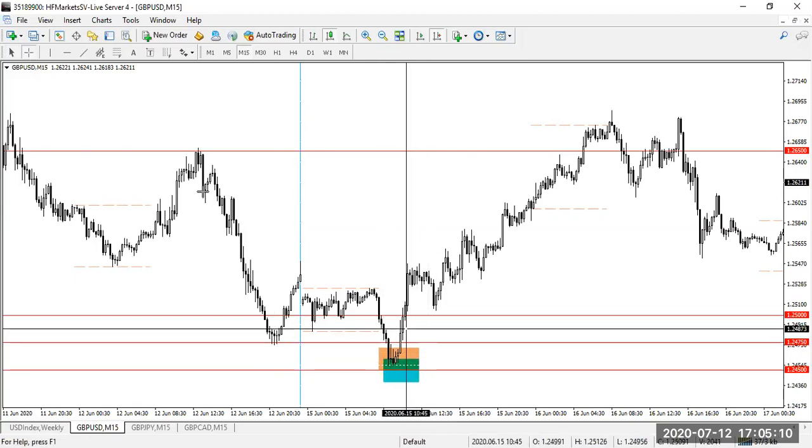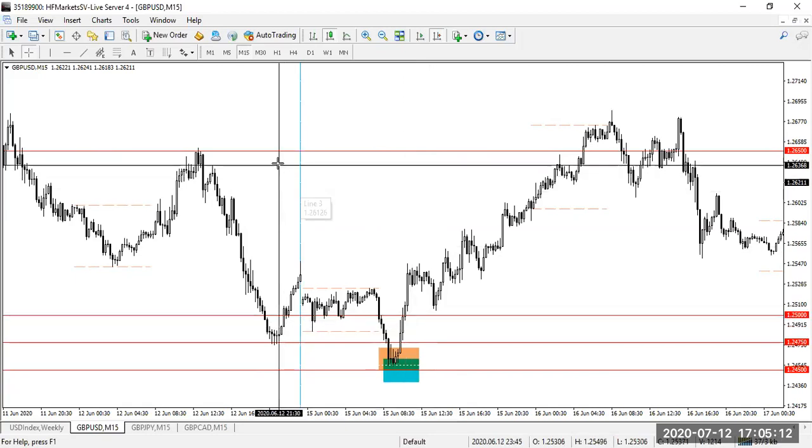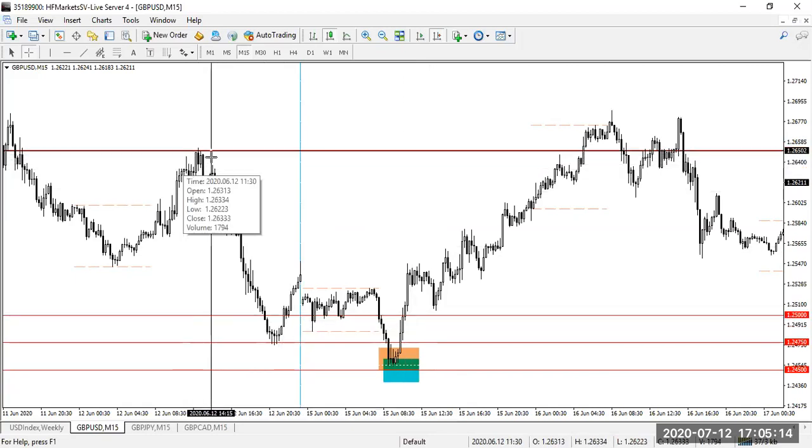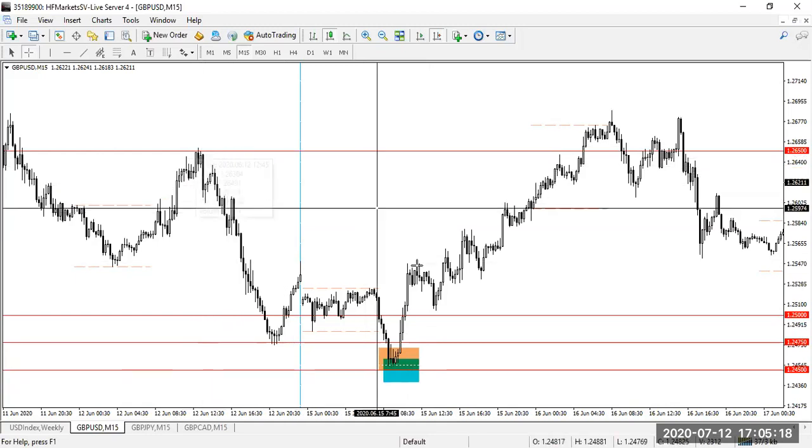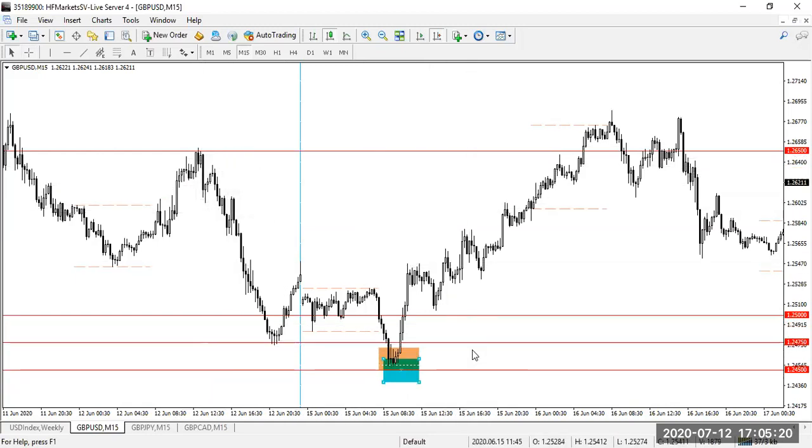Okay, my take profit very objectively would be in this area, because there's a swing high in this area. So from swing low to swing high, this is where my take profit would be. Let me measure what the risk to reward ratio would be.